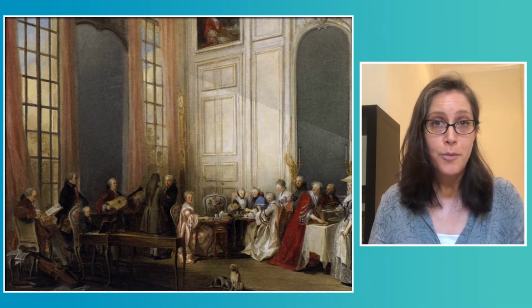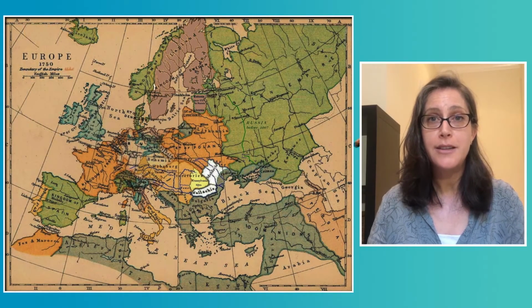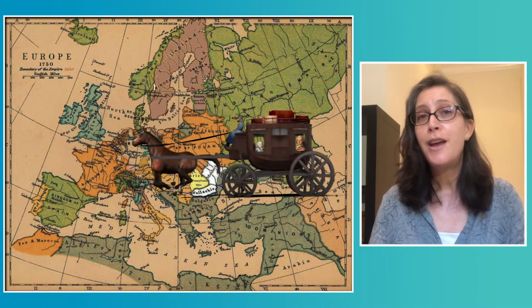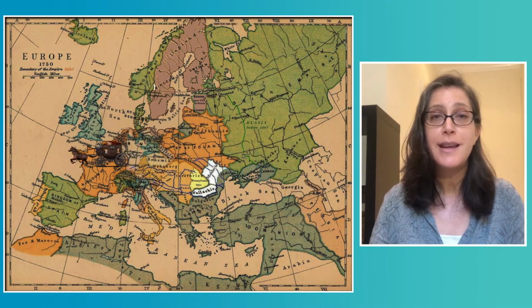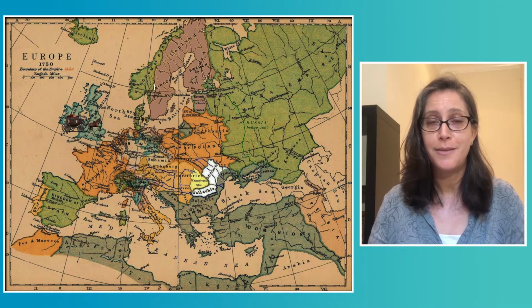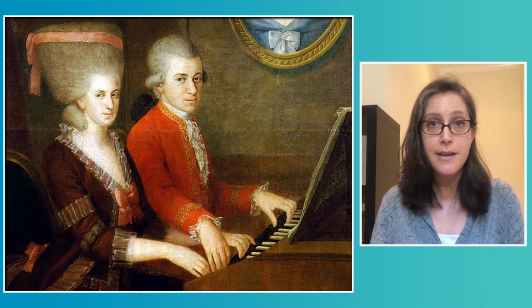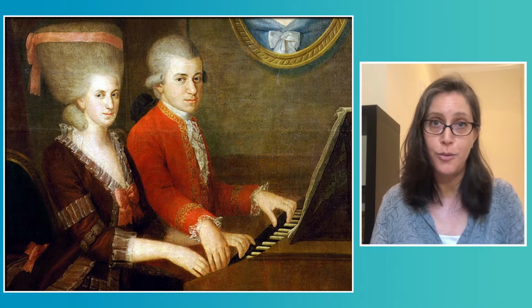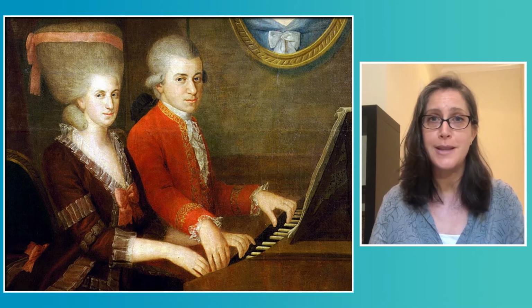Since the trip went so well, the family spent the next 3.5 years traveling in Europe, from Austria to Germany, from Germany to France, and from France to England. In every country, both Wolfgang and his sister played in front of kings, queens, and other noble people, and in every place they stayed for a few months.